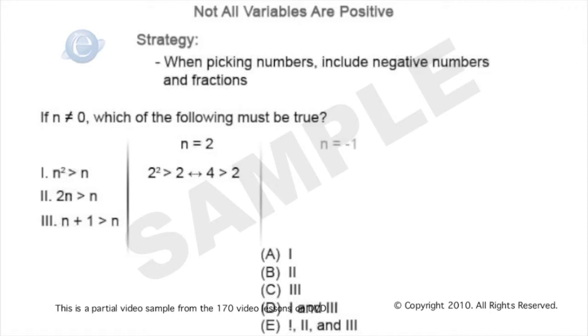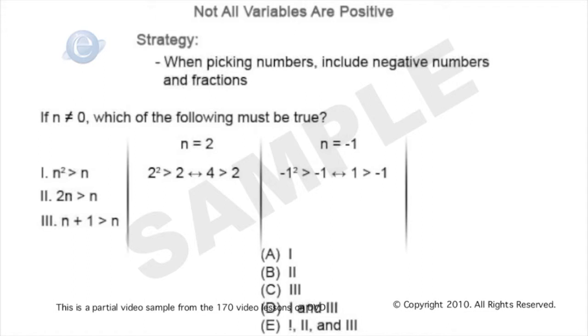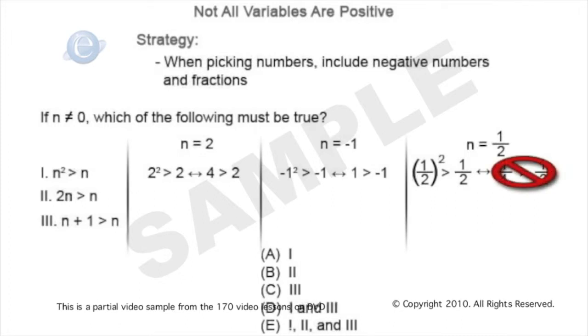Now let's pick a negative number. If n is equal to negative 1, negative 1 squared is greater than negative 1. Negative 1 squared becomes positive 1. Positive 1 is greater than negative 1, so this statement is still true. Our third situation, let's go ahead and pick a fraction. 1/2 squared is greater than 1/2. Well, 1/2 squared is 1/4, and 1/4 is not greater than 1/2. So Roman numeral 1 is not correct all of the time, so we therefore have to say that it's false.